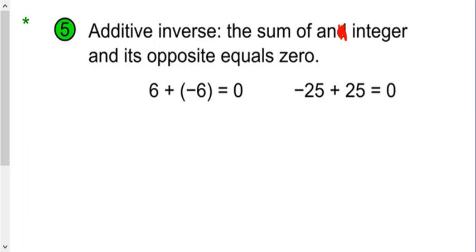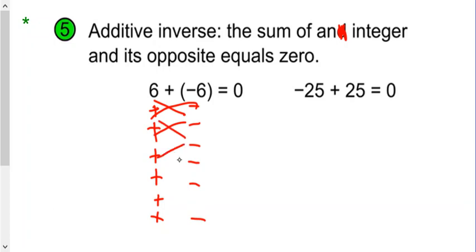Okay, so 6 plus a negative 6 equals 0. Okay, and we can quickly do this by doing the positive and negative. So 1, 2, 3, 4, 5, 6. And then we got 6 negatives. Okay, so cancel out, cancel out, cancel out. We're left with 0.